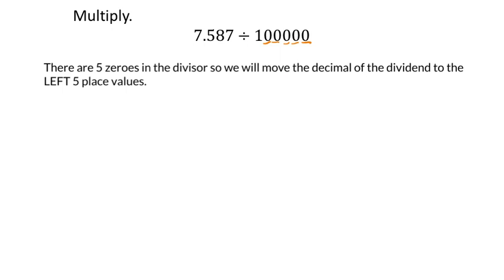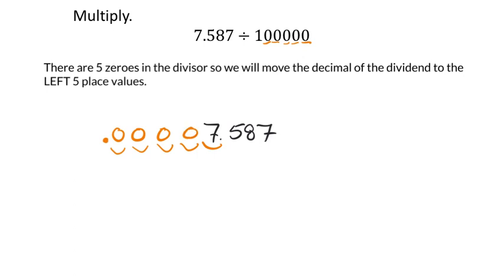Now, just like before, if we end up with any empty place values, then we'll fill those in with zeros. So I'm going to rewrite this number, 7 and 587 thousandths. I'm going to move that decimal to the left 5 place values. So there's 1, 2, 3, 4, and 5. So this is where my decimal ends. And then we have 4 place values that are empty. So we're going to have to fill those in with zeros.